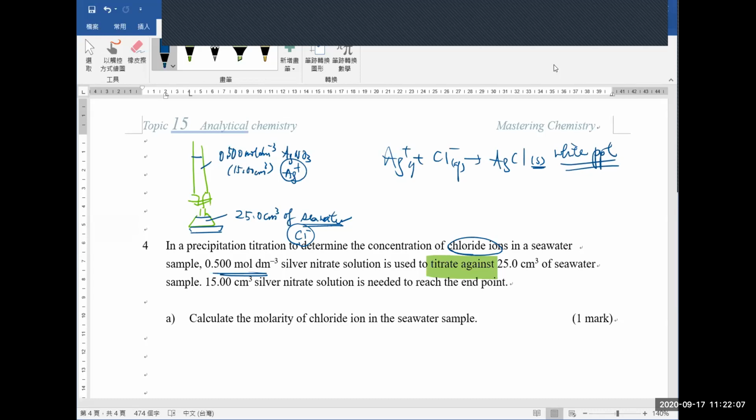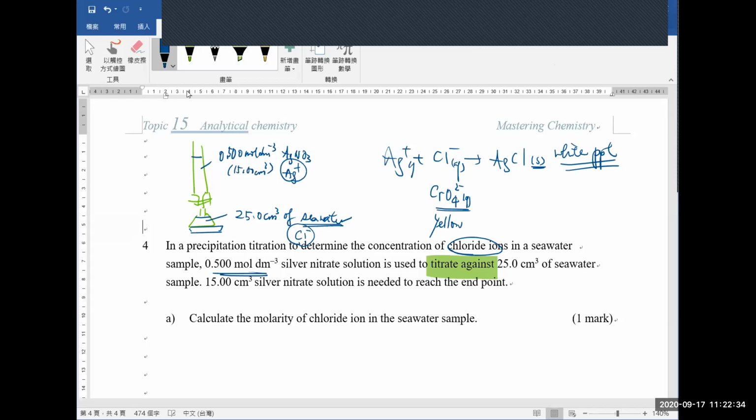But how about approaching the endpoint? Or even beyond the endpoint, beyond the equivalence point? You may find it's still a white PPT, right? It is quite difficult to tell when the reaction stops. So that's why I need to add, yes, that's right, potassium chromate. I need this. I need chromate ions.